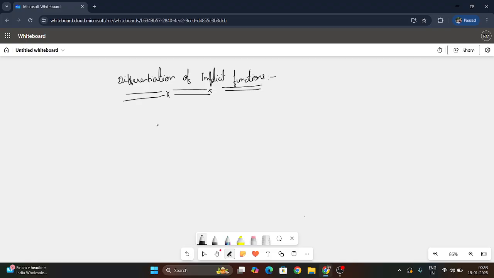Students, today we start the differentiation of the implicit function. So let's understand what the implicit function is. Suppose I write the function y plus y x square is equal to x. This function you can write like this also, y times (1 plus x square) is equal to x. So at the end you can say that y is equal to x by 1 plus x square. So this can be written as y is equal to f(x), in the form of y is equal to f(x).